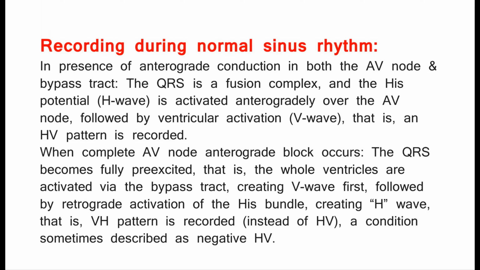When complete AV node anterograde block occurs, the QRS becomes fully pre-excited, that is, the whole ventricles are activated via the bypass tract, creating V wave first, followed by retrograde activation of the His bundle, creating H wave, that is, VH pattern is recorded, instead of HV, a condition sometimes described as negative HV.